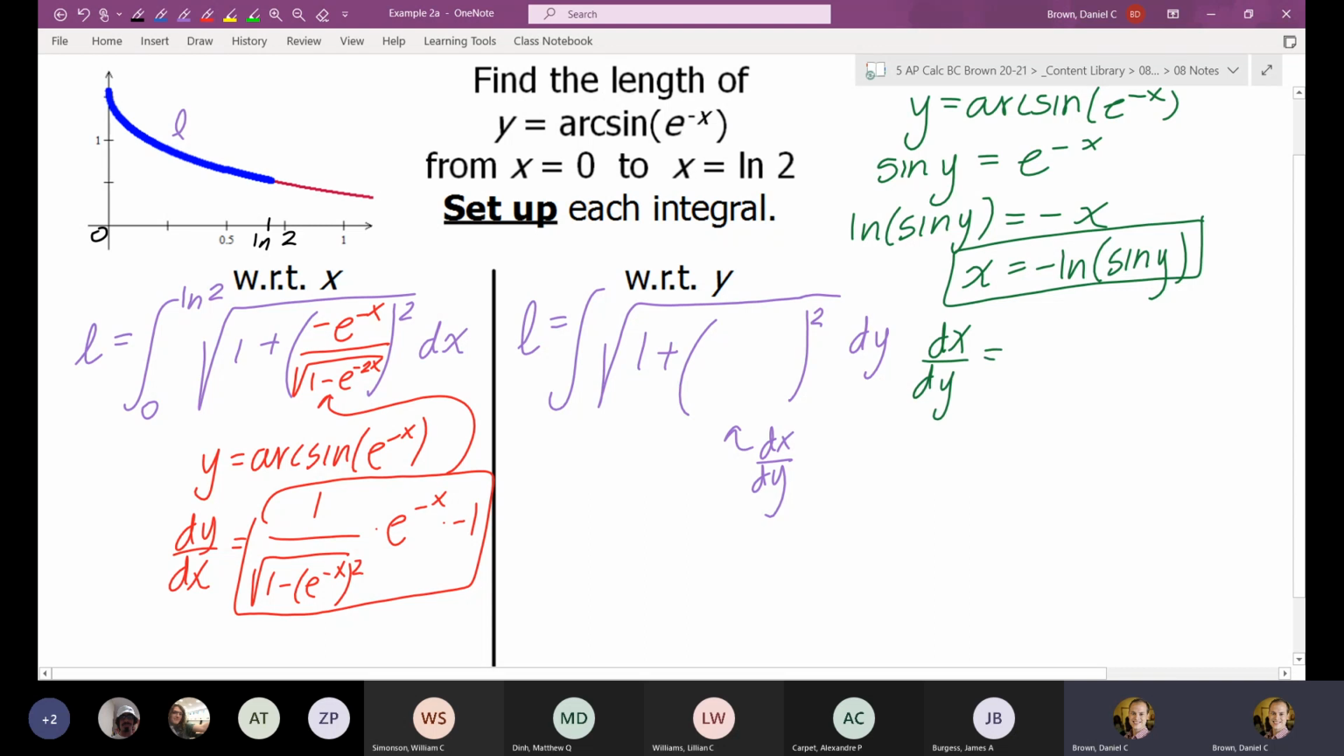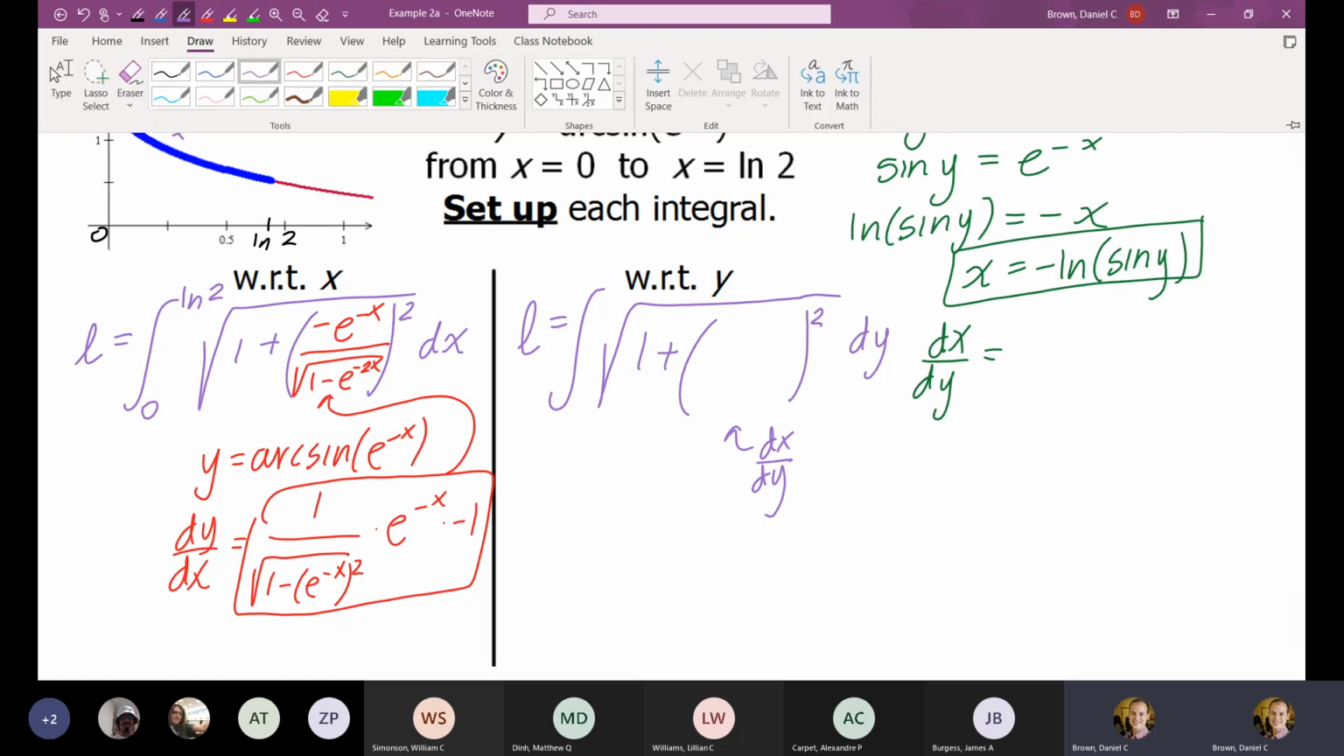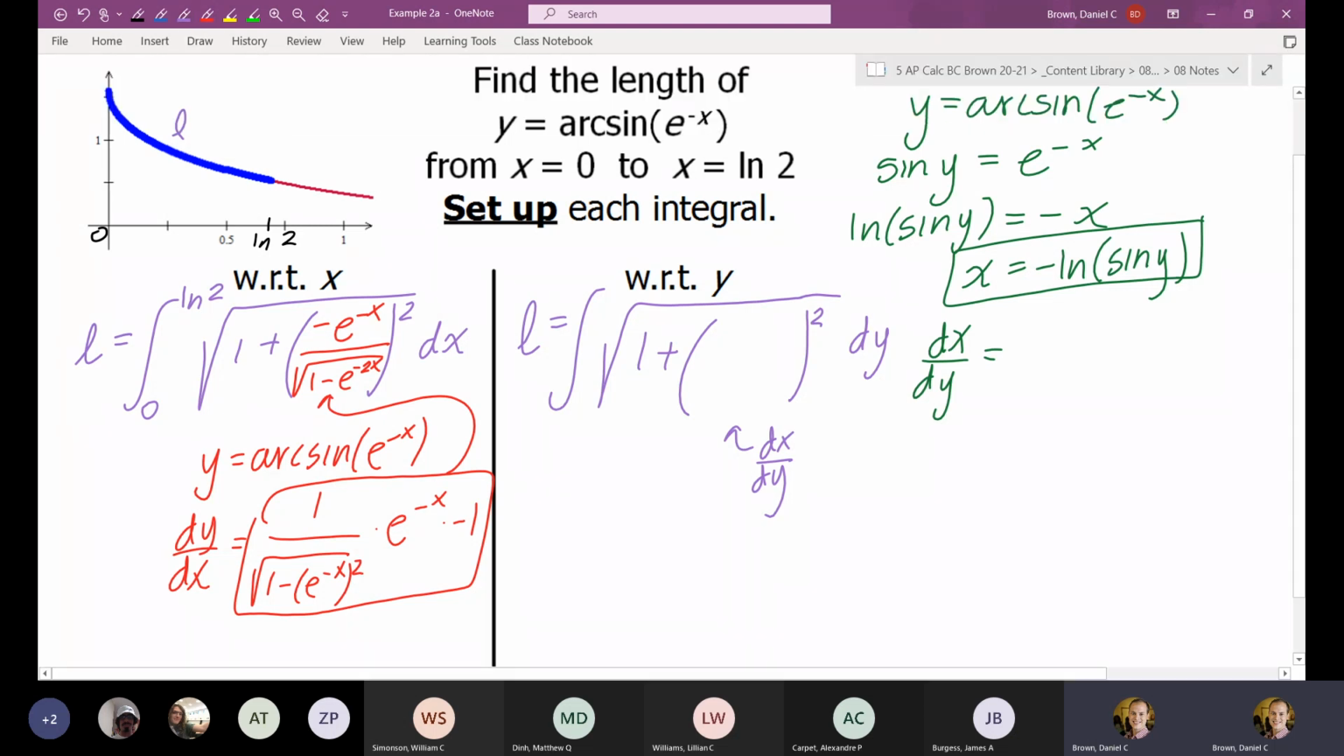Well, now we want to take the derivative of this. So we have that negative there. Remember, we're doing the derivative of a log function. The derivative of a log function is 1 over the inside times the derivative of the inside. So that's the chain rule. So looking at this, I see that dx/dy is negative cosine over sine.